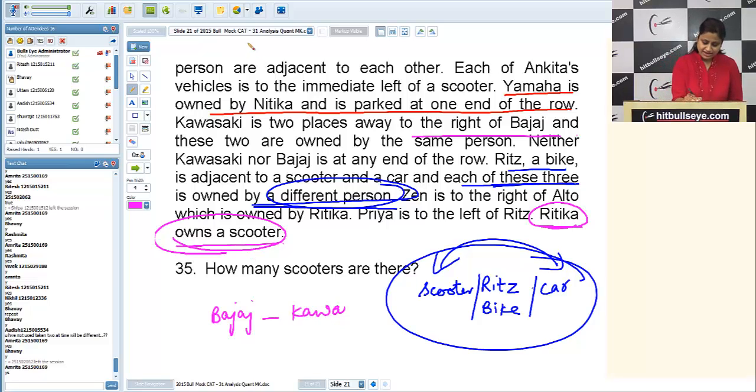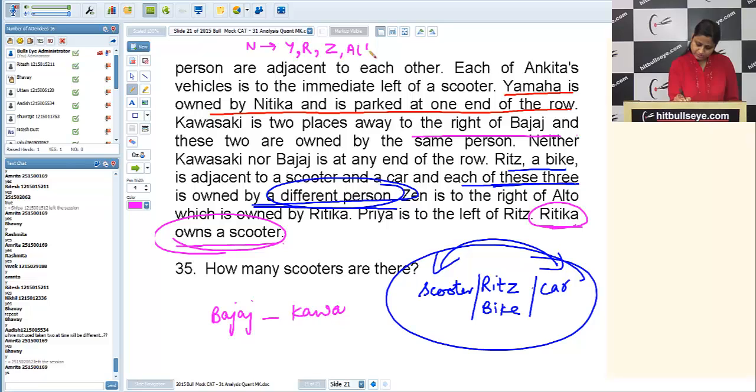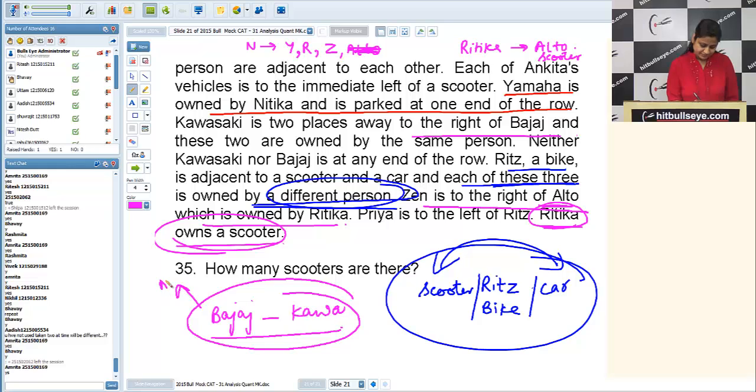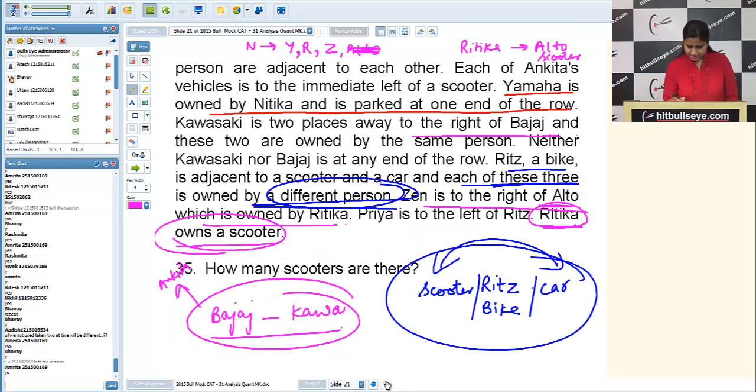So we can say that Nitika owns a Yamaha, a Ritz and a Zen, which was the remaining vehicle. That was Zen and Alto. Zen is to the right of Alto, which is owned by Ritika. Just a second, I have made a mistake. Ritika owns Alto, which is a scooter. And Bajaj and Kawasaki are owned by Ankita. So the remaining vehicle, it was Priya, is owned by Nitika. Now you can make the arrangement.